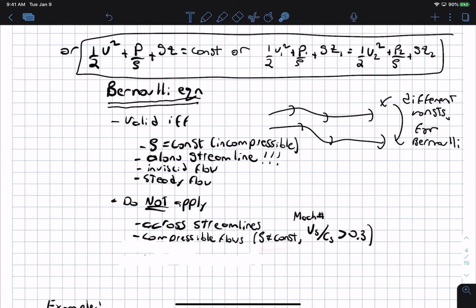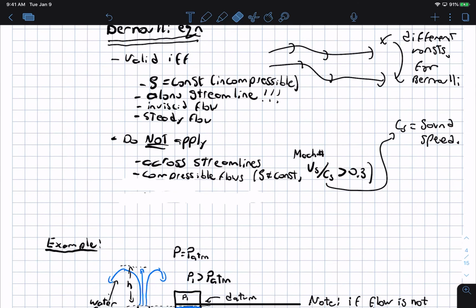assumption. And it turns out that even for air, which is a compressible fluid, which basically means that you can squeeze air and its volume can change, if the Mach number of the flow is greater than 0.3, you cannot use Bernoulli equation, where cs is the speed of sound. So again, do not apply Bernoulli equation for those kinds of flows.